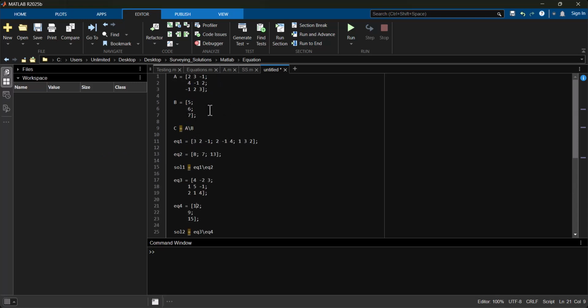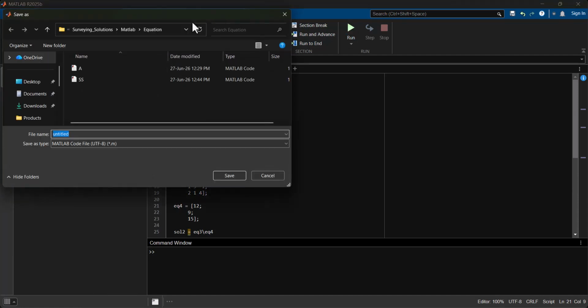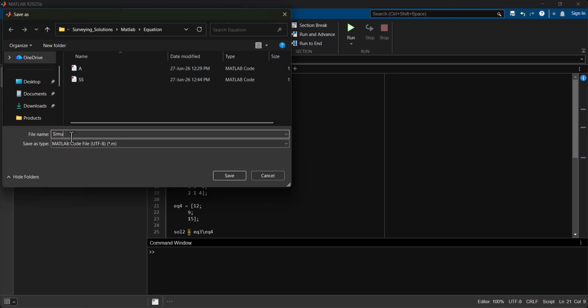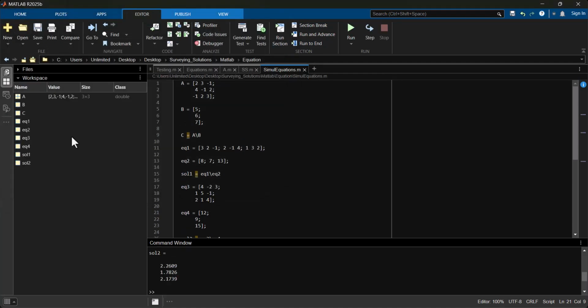Now I think there is a prompt here about indentation. Okay, so let's run. So we've navigated to the folder we want to store the code. So we call this simultaneous equations.